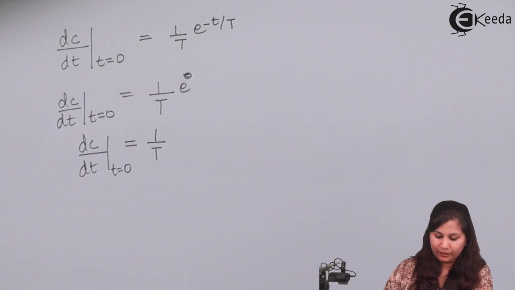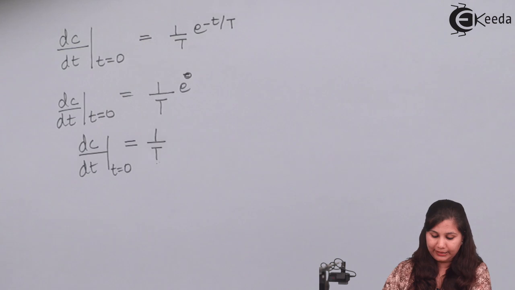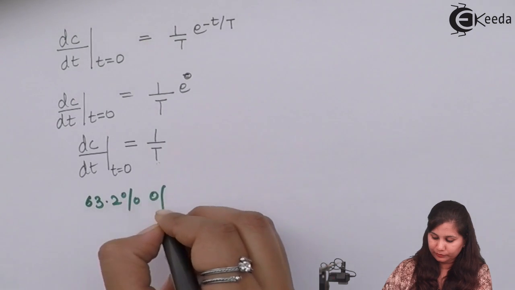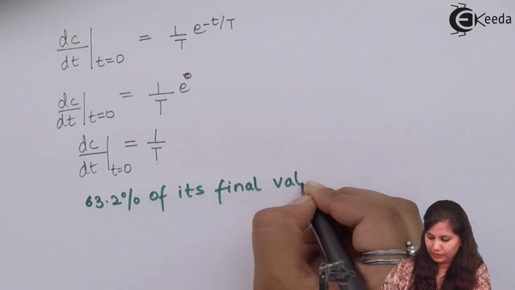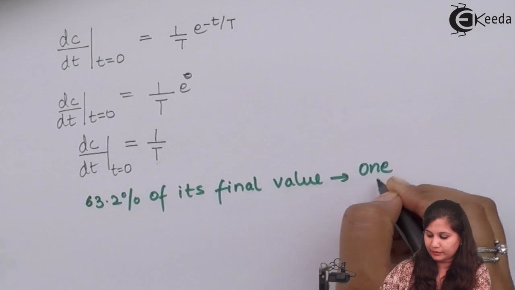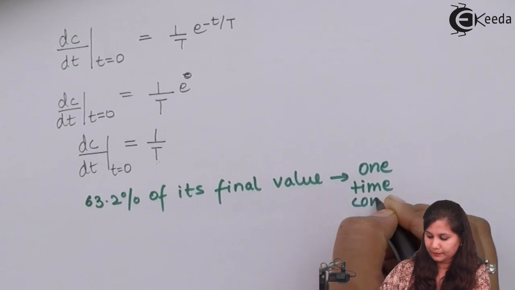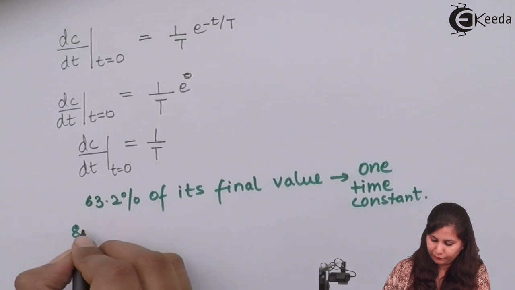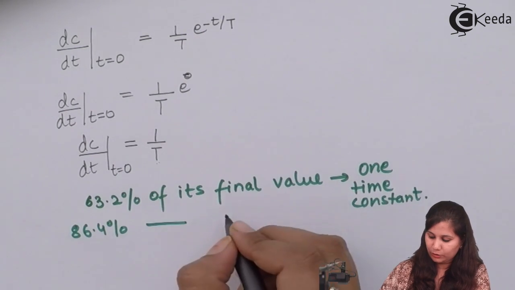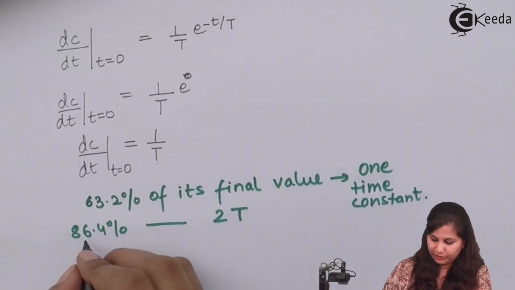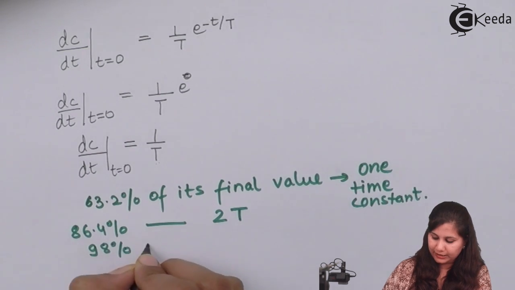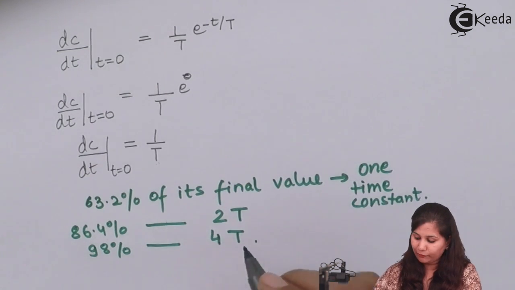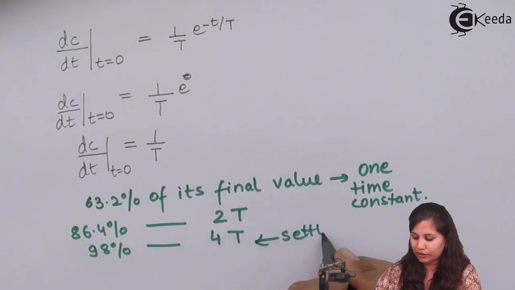So we can say that when the output response of the system has reached 63.2% of its final value, it is equal to 1 time constant. If it has reached 86.4% of its final value, then it is equal to 2 time constants. And if it has reached 98%, then it is equal to 4 time constants. That is 4T, and this 4T is called the settling time of the system.